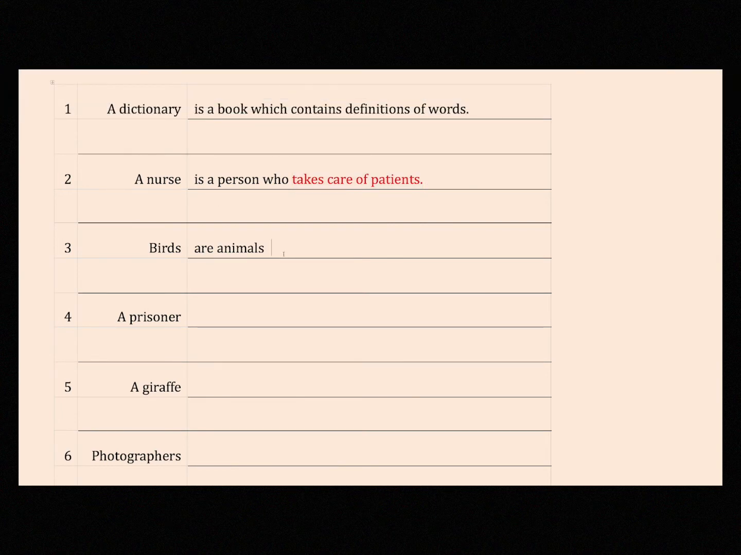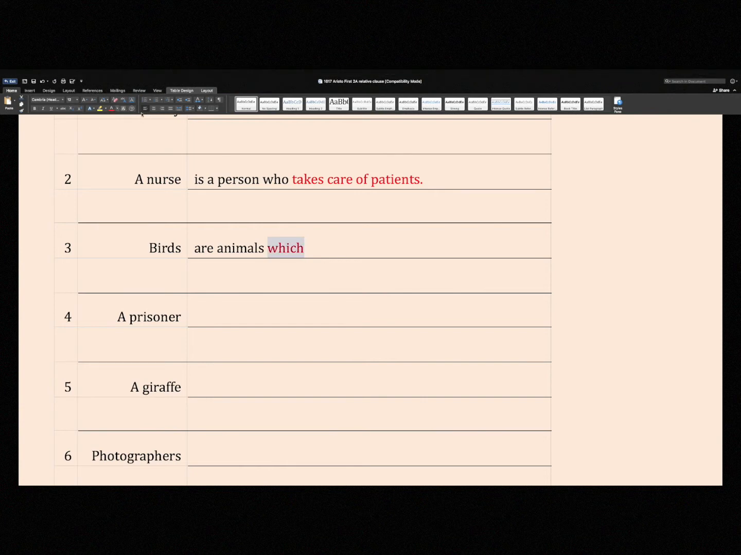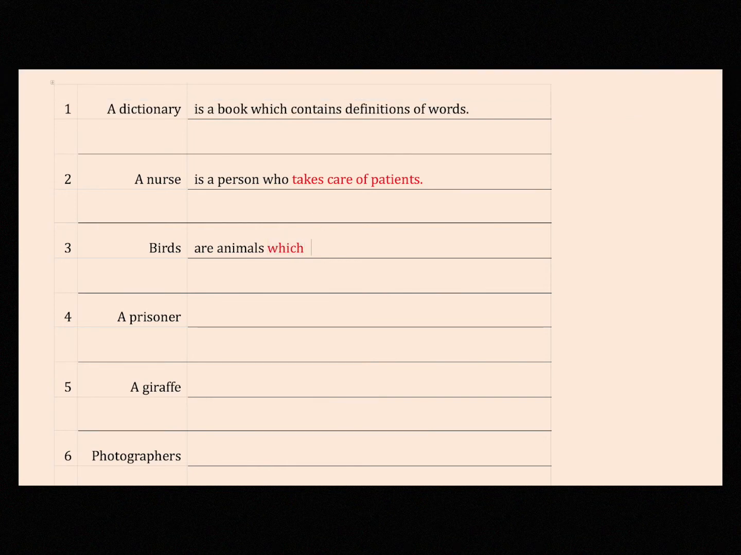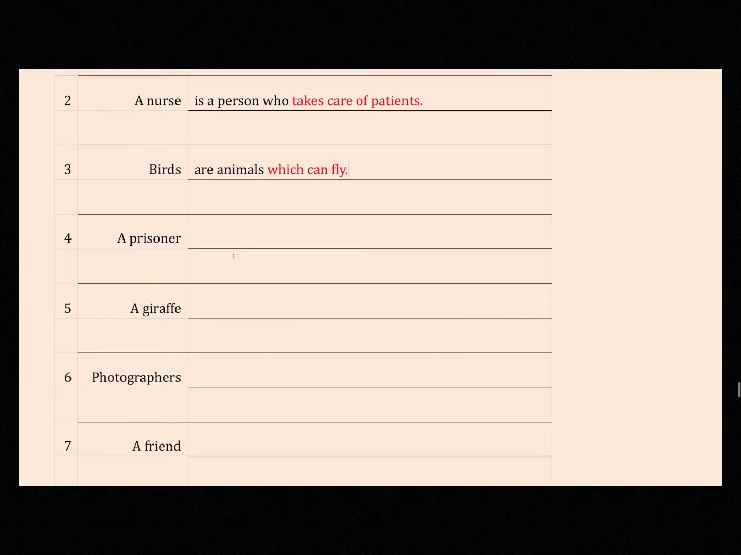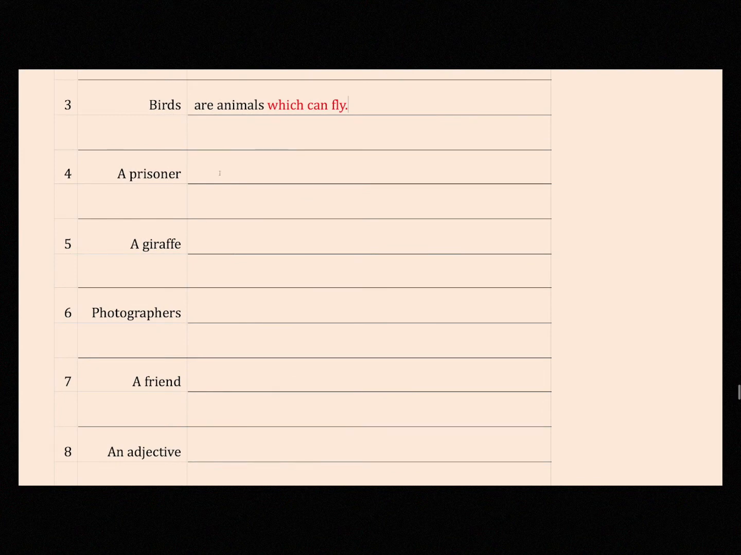Alright. Let's also look at number 3. Birds, we talk about birds. Birds are animals. For animals, of course, we use which. Okay, birds are animals which, say for example, which can fly. Okay, birds are animals which can fly. Very easy enough. And we'll also look at number 4, a prisoner. A prisoner is someone who is locked in a prison, in a jail. Okay, or maybe they have done something wrong.